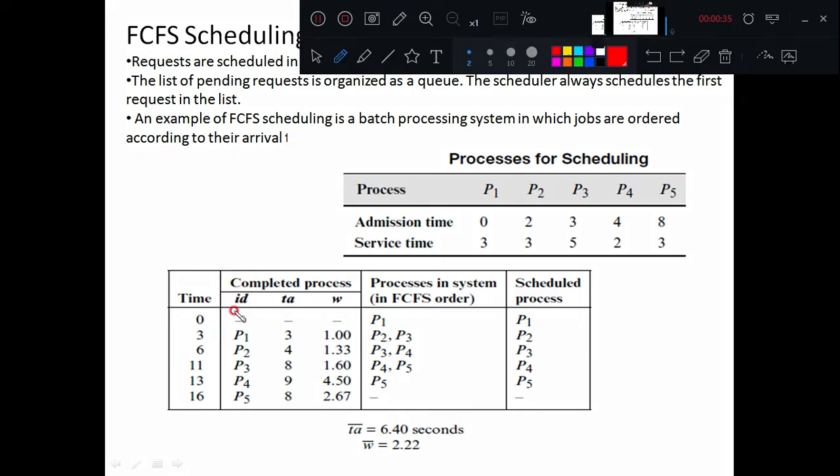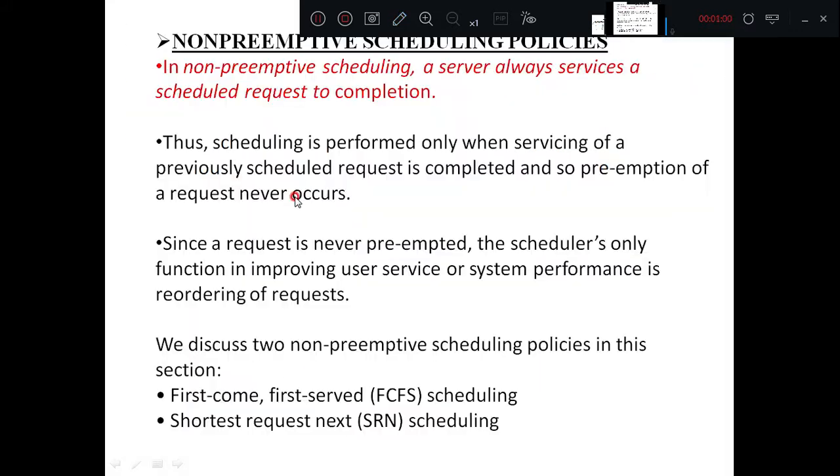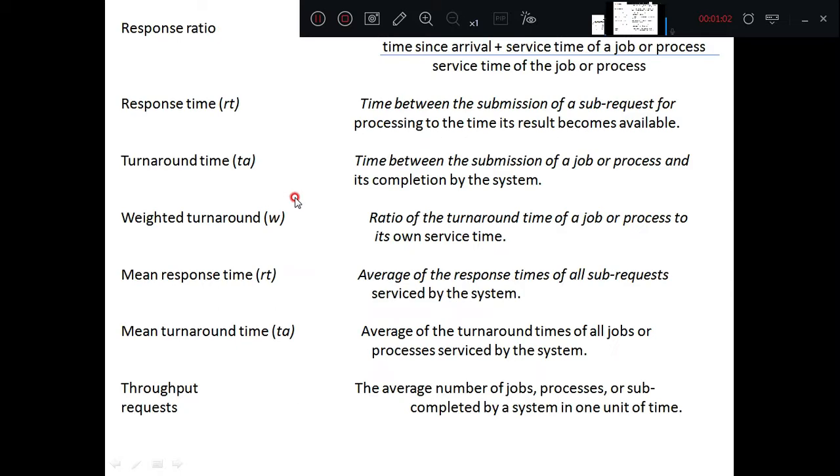So we discussed the first column, that is the completed process ID, which processes are scheduled at what time, right? Now I need to discuss two more new terms: turnaround time and weighted turnaround time. Before we see these two columns, first we need to go through the definition of turnaround time, and then we will come back to those columns.